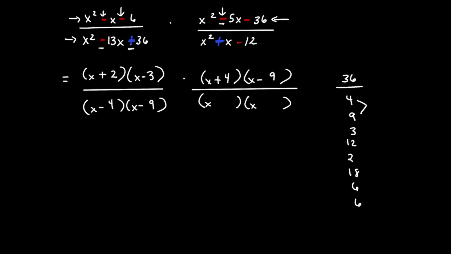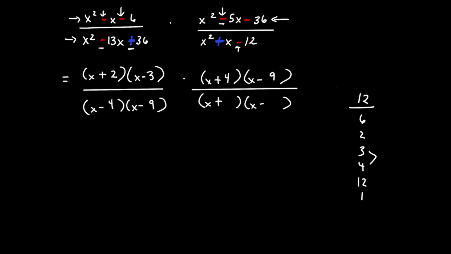Okay, so looking at the bottom right expression, we have minus 12 on the end there. And so we're going to have a plus and a minus in the parentheses. And so we're going to come up with all the factors of 12. So we have 6 and 2, 3 and 4, 12 and 1. We want something to sum to +1. So 3 and 4 will work. And since it's a positive in that middle expression, we want our bigger number to be positive. So x plus 4 times x minus 3.